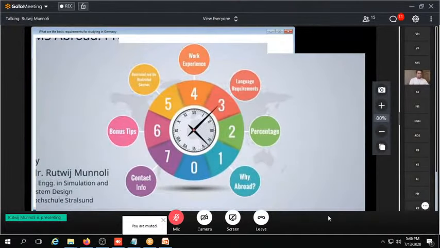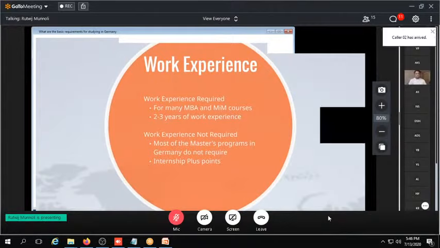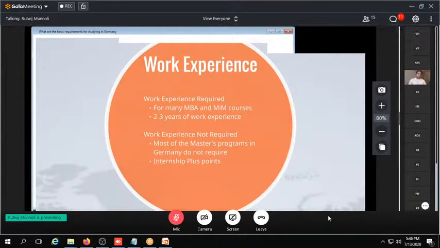Okay, we'll move towards the next point, which is work experience. For a long time there has been a debate on this topic, so I would share my experience on it: who requires work experience before coming over here. Work experience is required for many MBA and MIM courses. You require previous work experience in the relevant field for getting your master's in MBA or MIM.